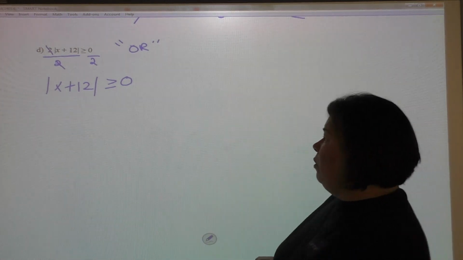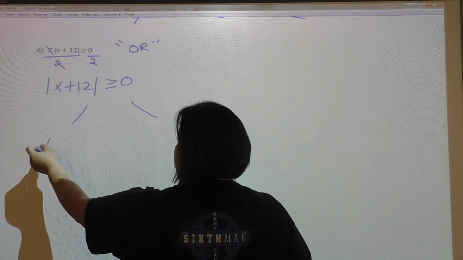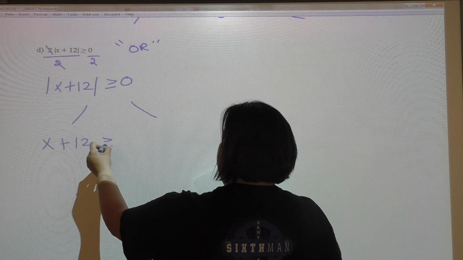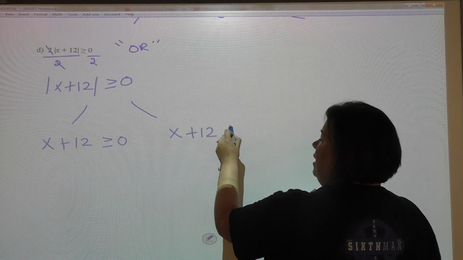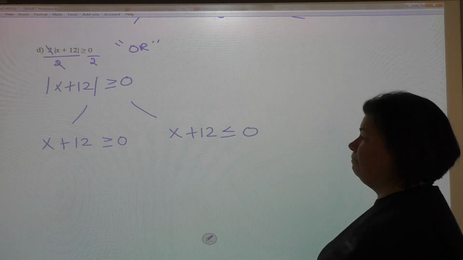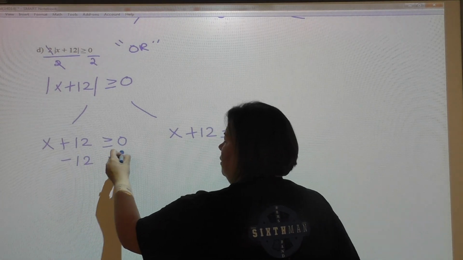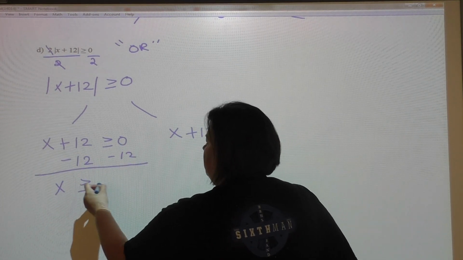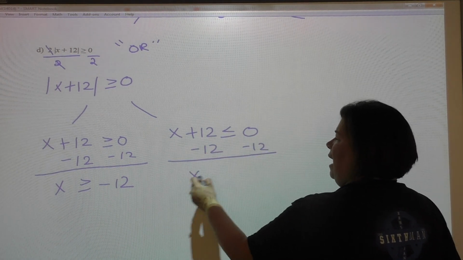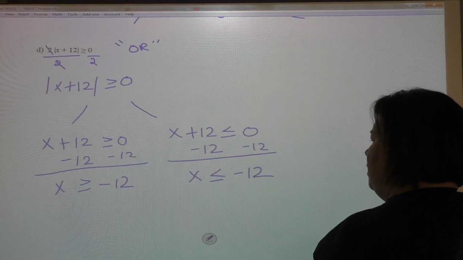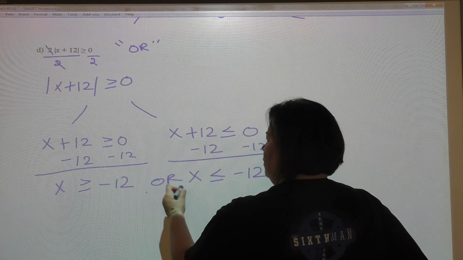So what we're going to do is just split this up into 2, and we have x plus 12 is greater than or equal to 0. But we also have to say, okay, x plus 12 is less than or equal to 0. Well, if we go ahead and solve, we're going to get x is greater than or equal to -12. And if we solve it over here, we're going to get x is less than or equal to -12 as well. But the only difference here, it's an "or" problem.